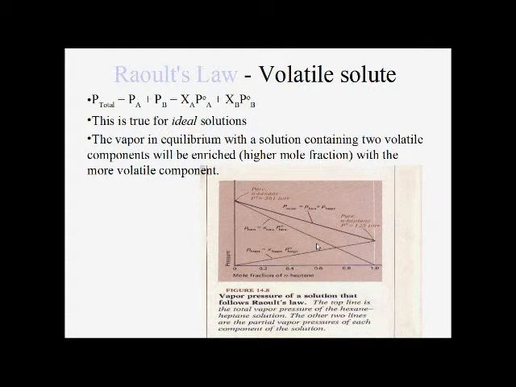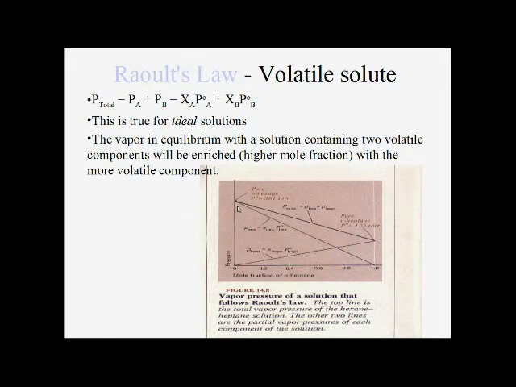So the bottom axis is mole fraction of heptane. So as heptane increases, its presence in the gas phase increases also. So when there's zero mole fraction of heptane, there's zero vapor pressure for heptane. When we have pure heptane, the vapor pressure is equal to that of pure heptane. The ideal law has a straight line connecting the 2 points.